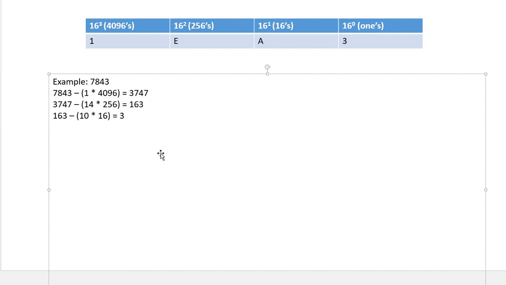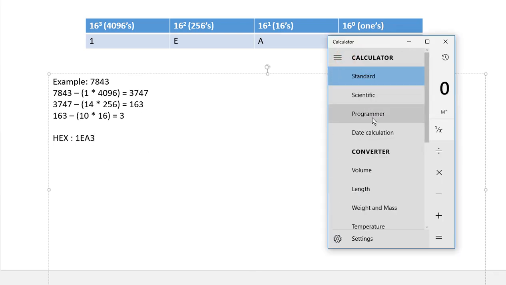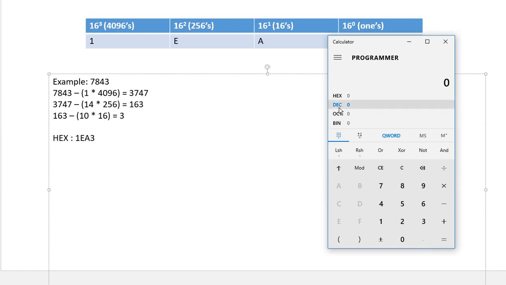That's how we represent the decimal number 7,843 in hex: 1EA3. I can prove this if we open up the calculator and go into programmer and decimal mode and enter 7843. You see, hex would be 1EA3, which is what we have here. And that, my friends, is actually how we do hexadecimal.